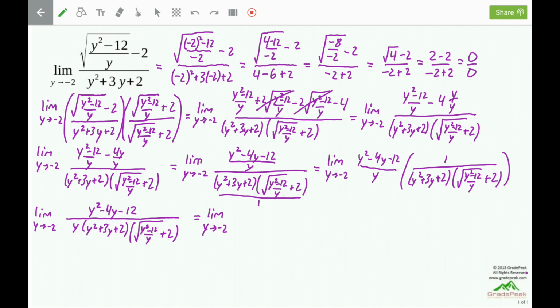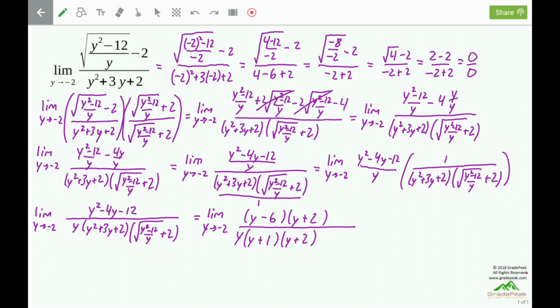And that's going to be our next step, is to trinomial factor those. So the limit as y goes to negative 2 of, in the numerator, I need two numbers that multiply to be a negative 12 and add to be a negative 4. It sounds like a negative 6 and a positive 2 will take care of that. In the denominator, I have a y. Then I have the trinomial factoring, which I need two numbers that multiply to be a positive 2 and add to be a positive 3. So it sounds like a positive 1 and a positive 2 will take care of that for us.